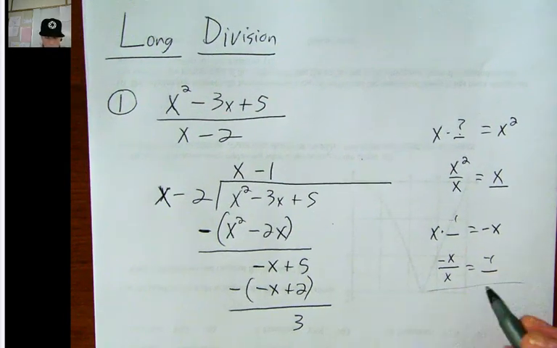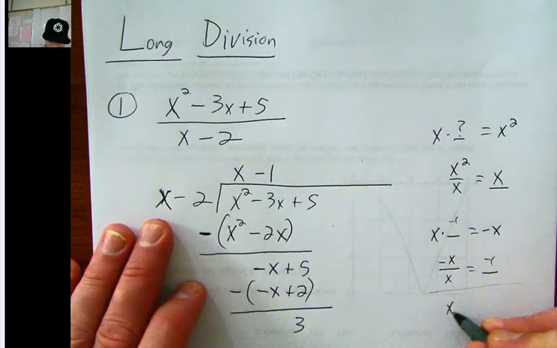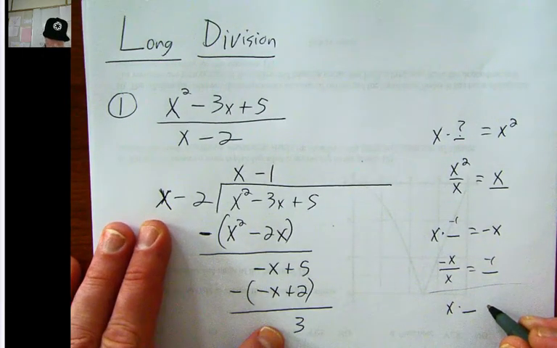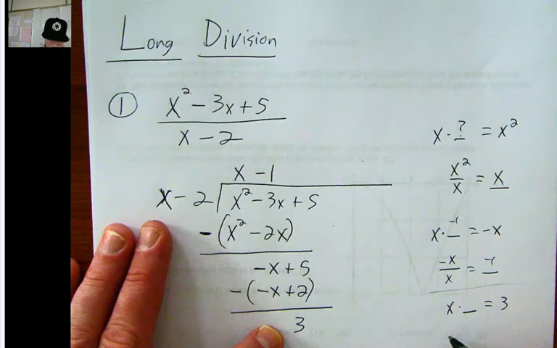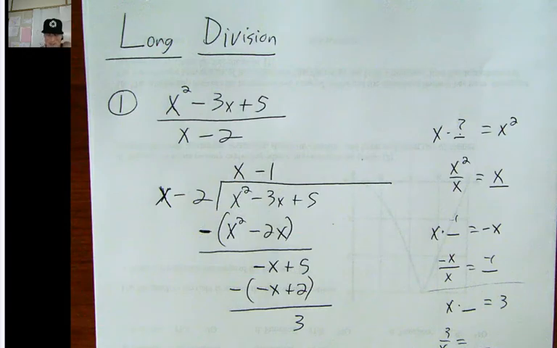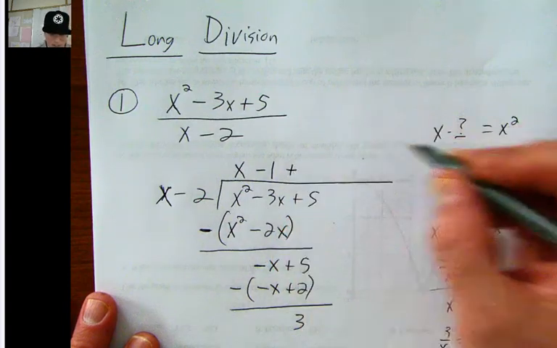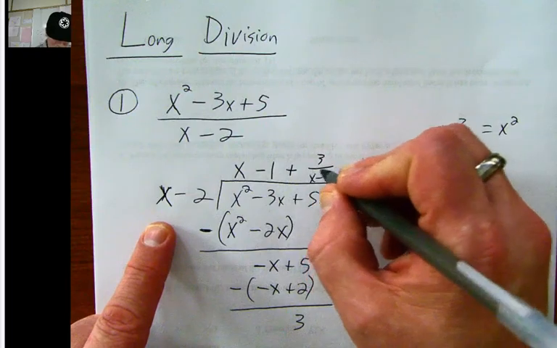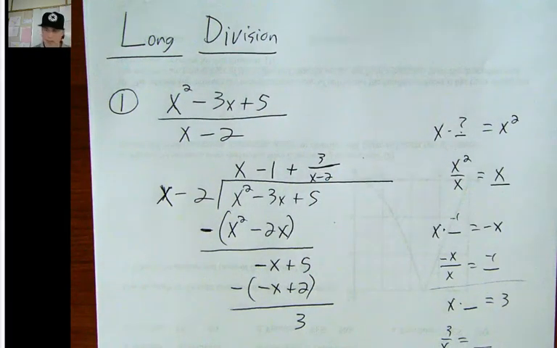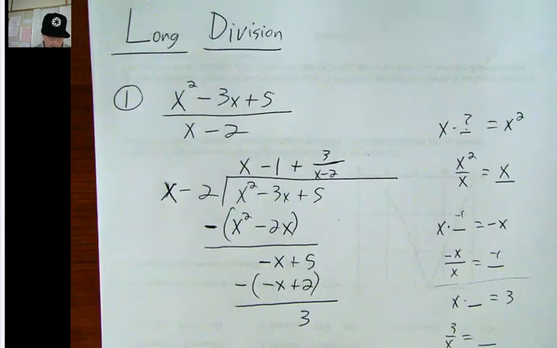Then you know you're done at this point because you can't fill in these blanks. X times what is 3? Well, that doesn't really make any sense. Or 3 divided by x is what? Nothing's canceling out. That means that we're done, and 3 is your remainder. And with that remainder, you always go plus the remainder divided by your x minus 2. And that's how you work out number 1. So we have the answer with the remainder.